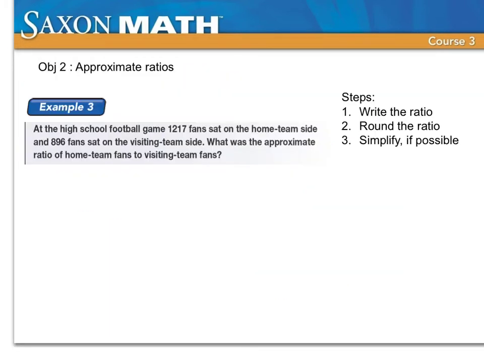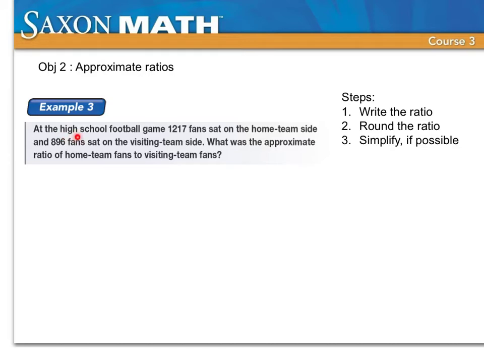Okay, objective 2 is to approximate ratios. So this is a little different, okay? There's going to be some times where the numbers aren't nice and clean, I call them, nice and easy to work with. And they're not simplifiable. You can't simplify them. So sometimes we want to approximate the ratio. Tell me an approximate amount.